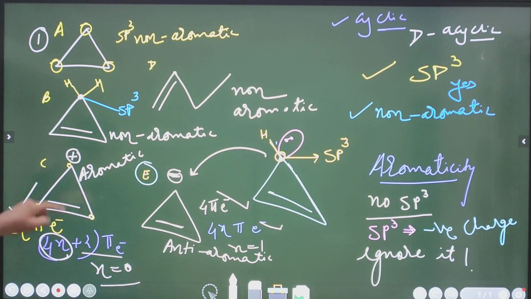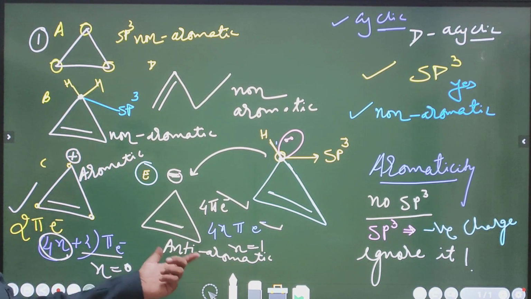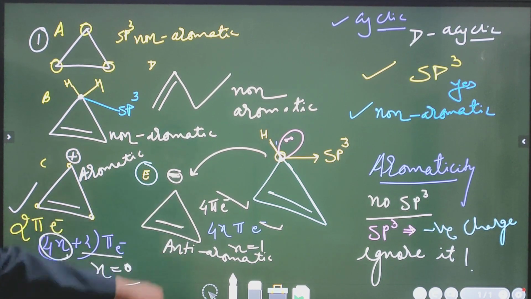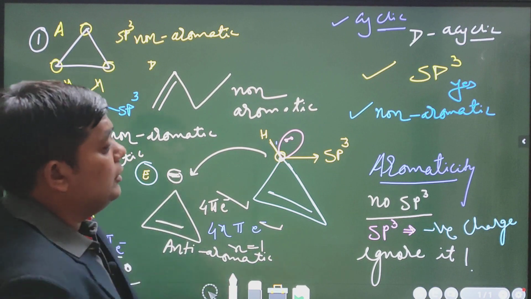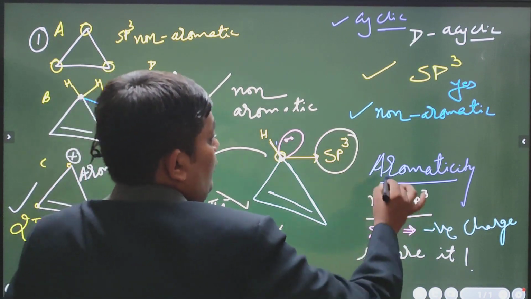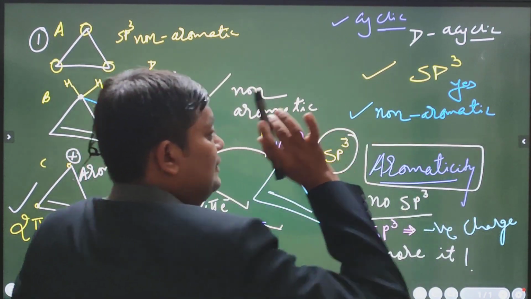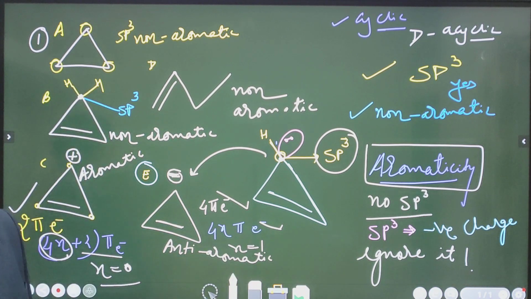sp3 carbon, non-aromatic. A positive charge, that is sp2 carbon, only by 1 pi bond, 2 pi electrons, follows the rule 4n plus 2 pi, keep it aromatic. It is anti-aromatic because 4 pi electrons, and there is a carbon which is negative, but we are not considering it to be sp3 for this particular topic, aromaticity.